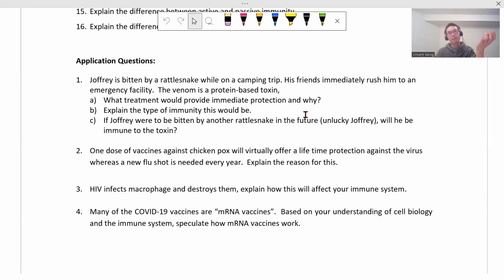Remember, active means you have to make the antibody yourself, so it's going to take some time, but it's long lasting. Passive means someone else is giving you the antibodies. You did not make them, someone did. They give it to you and you will have immediate protection, but it's not going to last for a very long time. And then under each branch there is natural and artificial.